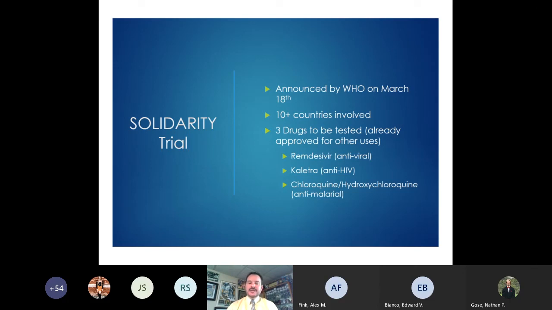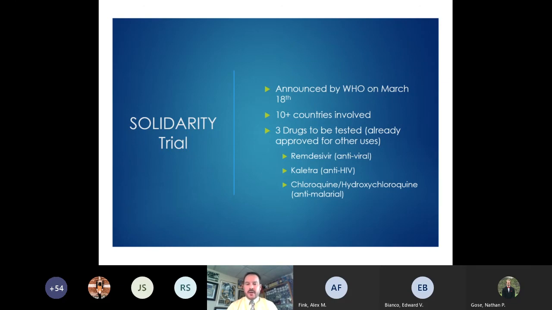So remdesivir is a specific antiviral drug that was used at least, I believe, a bit for Ebola, but it is specifically antiviral, so it may have some impact here. Additionally, Kaletra, that's the name that it's sold under. It is actually a combination of 2 different anti-HIV drugs. And so there's some thought, okay, maybe that can be effective, so we're going to try that.